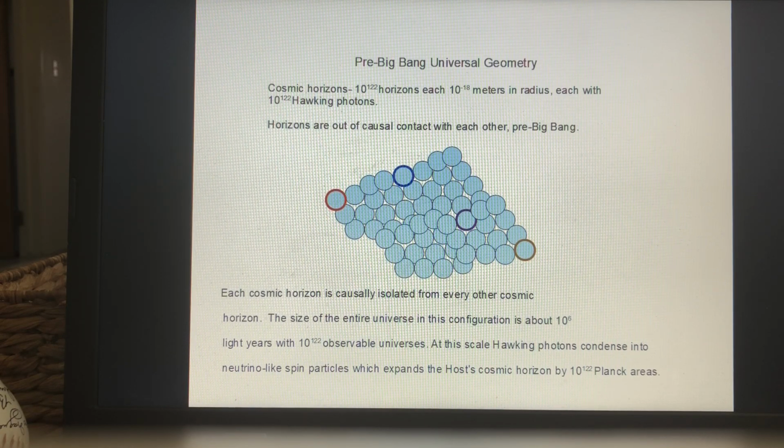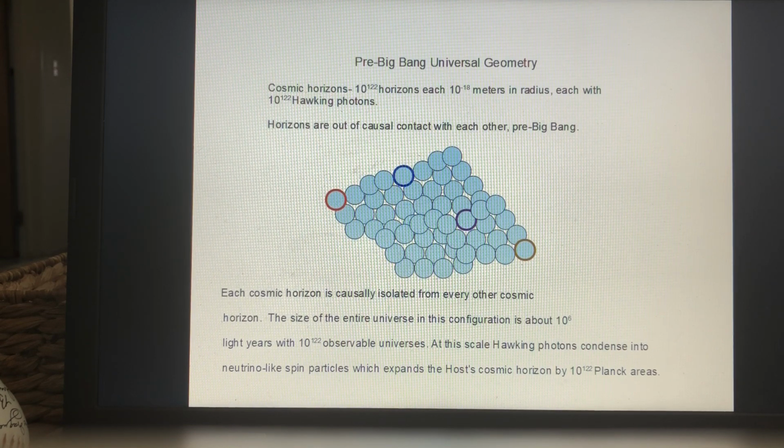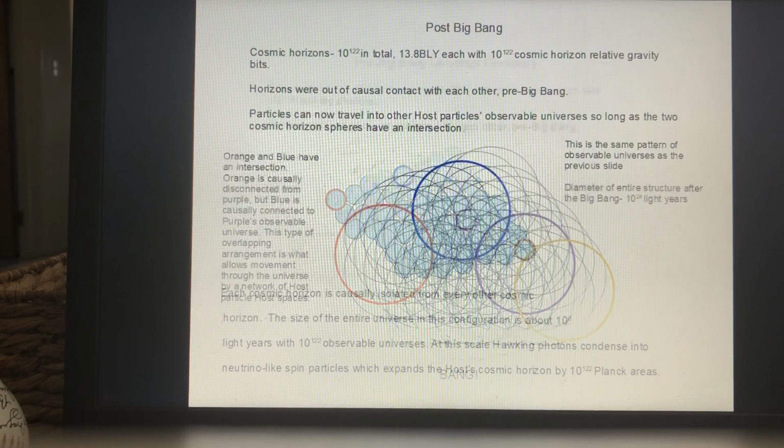But at that scale, when you get down to 10 to the negative 18 meters, the Hawking photons condense into neutrino-like spin particles. This fortifies the horizon, rebuilds the horizon, and makes the cosmic horizon very large again. So you can see here that we have orange, blue, purple, and yellow universes, and they're cosmically isolated from each other. But after those Hawking photons condense into neutrino-like particles, and they grow the horizon as those particles cross the local horizons, then it looks something more like this.